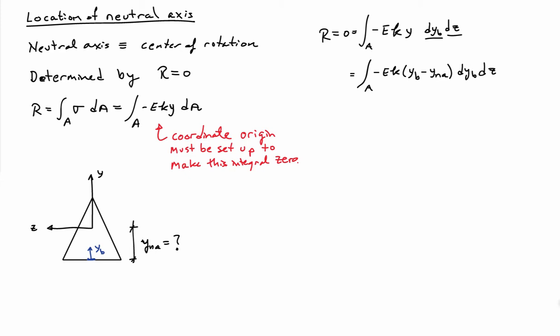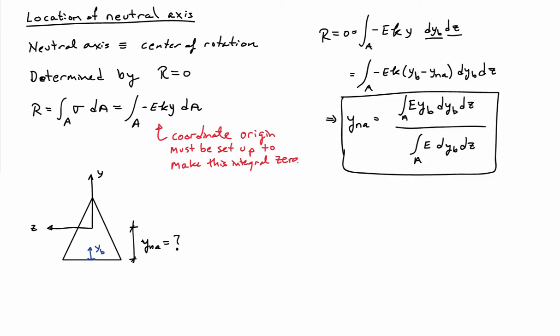Okay, so I can rearrange this equation. y_NA is just a number, and so I get an explicit formula that tells me what y_NA is. So that's where the origin of the coordinate system goes relative to the bottom of the beam. So it's the integral of E y_B integrated with respect to dy_B dz, divided by the integral of E dy_B dz.